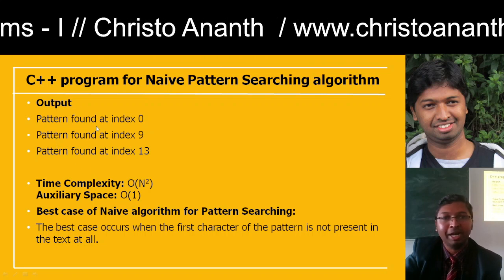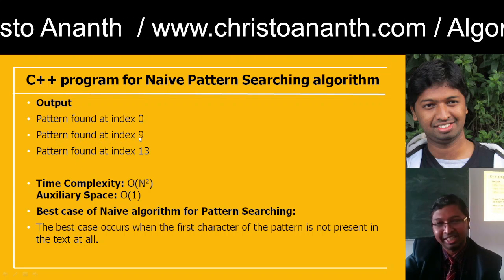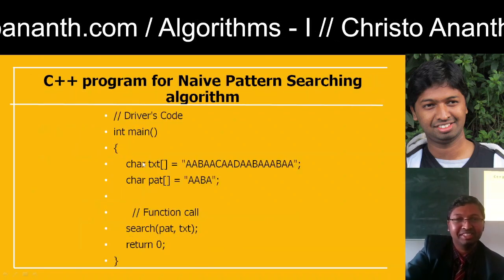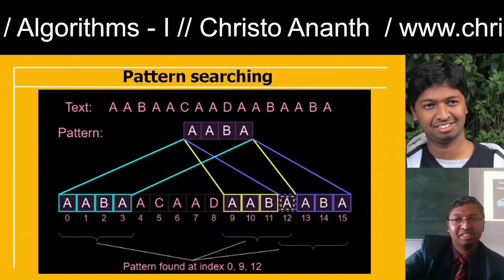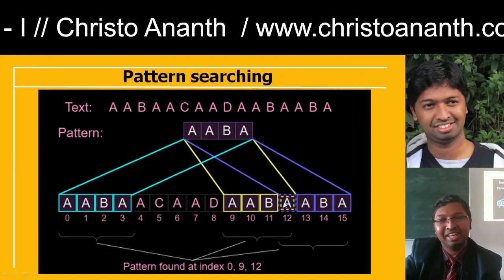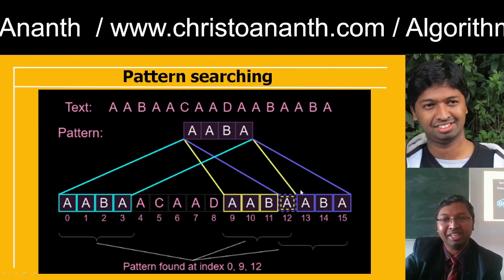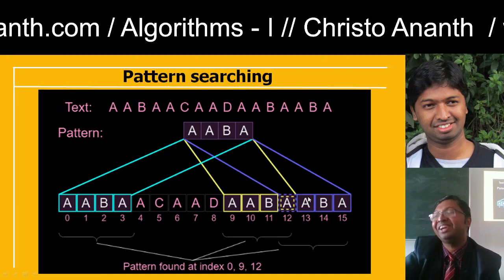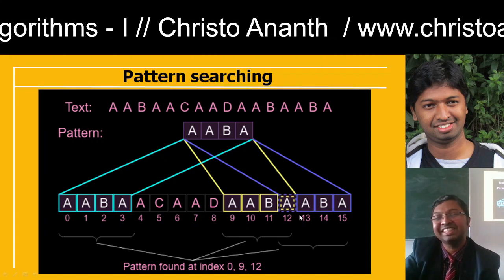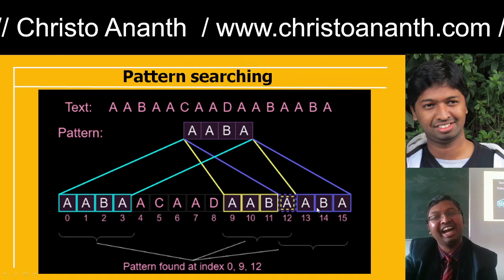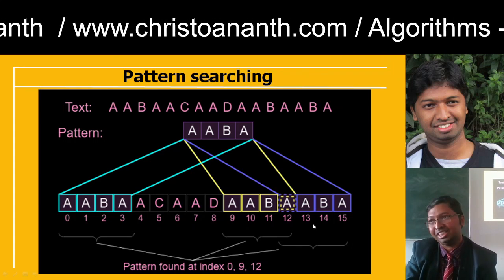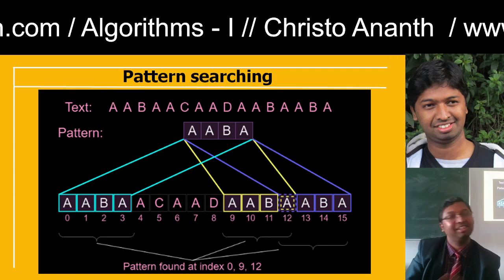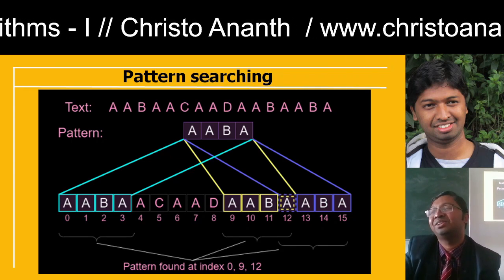So this is the output: pattern found at index 0, pattern found at index 9, but here pattern found at index 13, because this one is 9, this is 12, this is the search. But this string is common here, and so you cannot share. So that is the reason C++ will leave this one and it will show 13, but logically speaking it is 12. Logically speaking, it is 12, but you cannot share the two strings, so it is going on to 13.